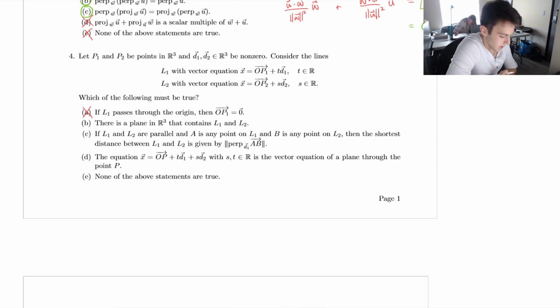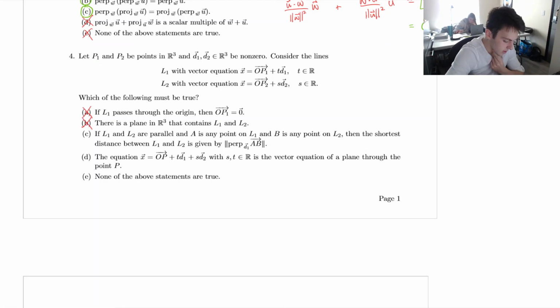For B, there is a plane in R3 that contains both of the lines. So this one, if you just think about this spatially in R3, we know that this would be false, because if the lines were not parallel, or if they were skew to each other, then there's no way that we could get a plane that contains both of those lines. You can just think of this visually and know that it would be false.